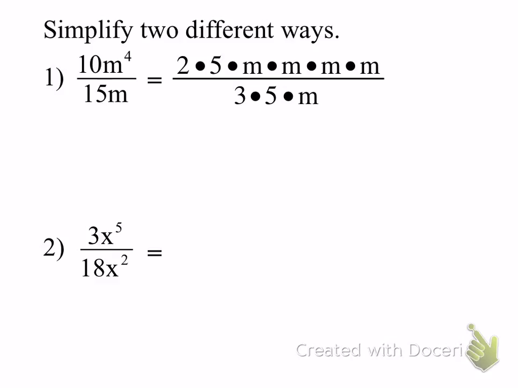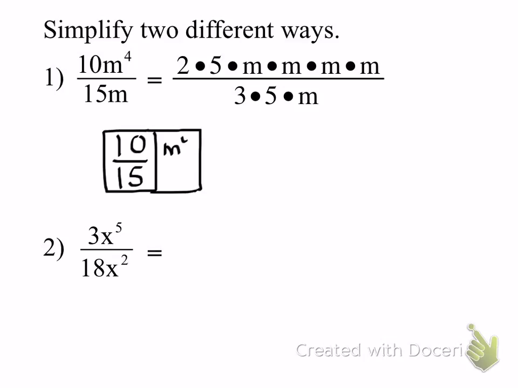Okay, so look how I'm going to do it my way. I just have that up there so you can see it. First of all, I write the problem and I separate it: numbers and variables. M to the 4th over m. Isn't that the same thing?